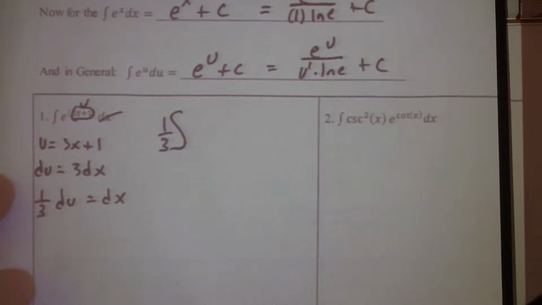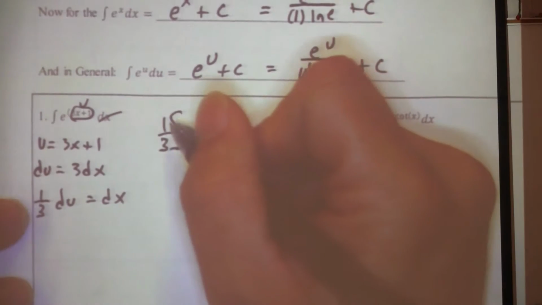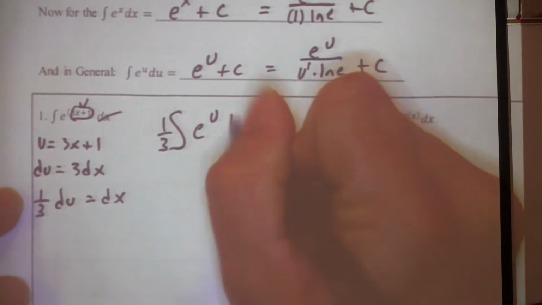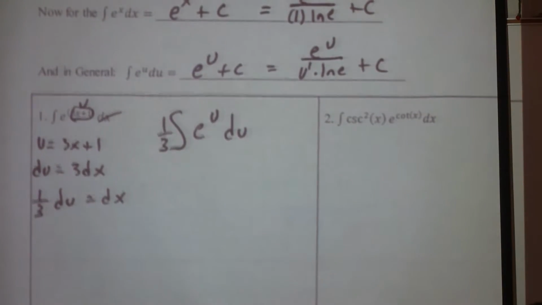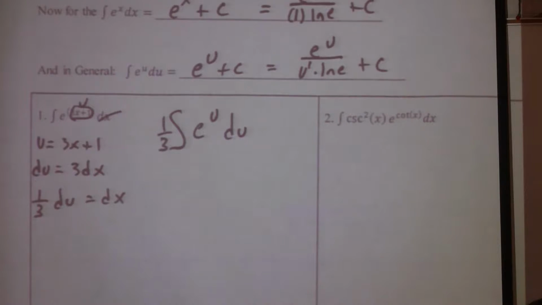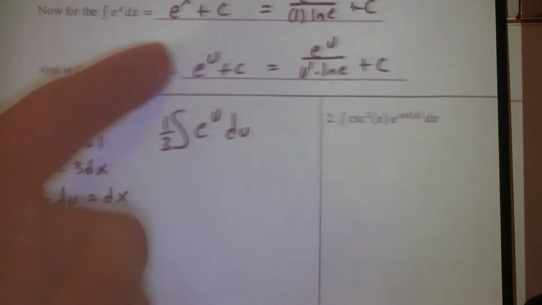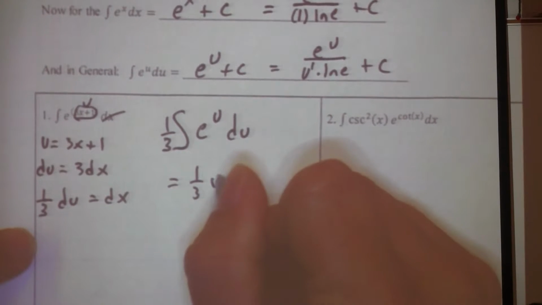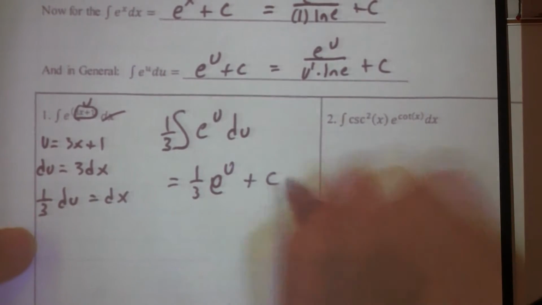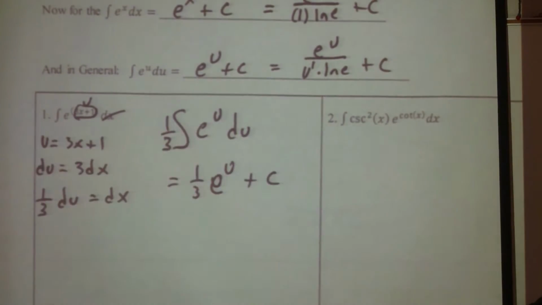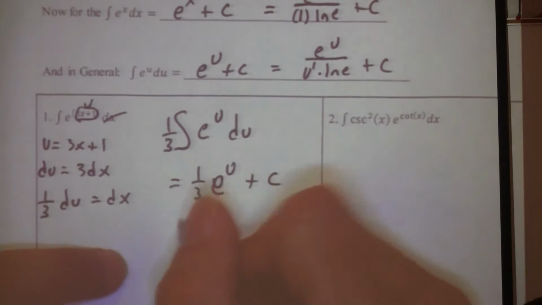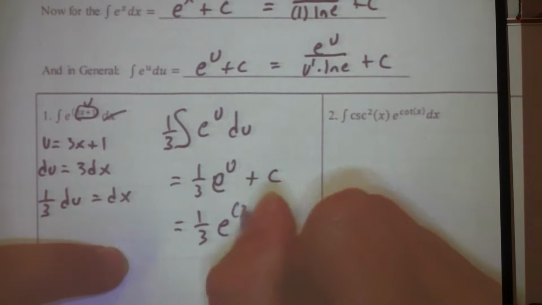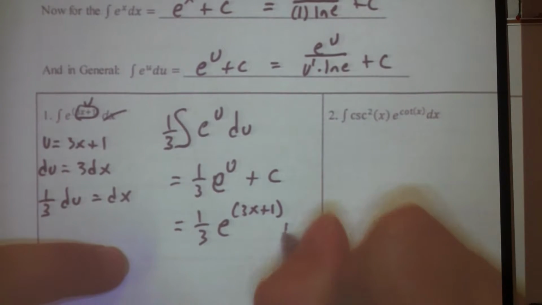Zero, right? We're human, we make mistakes. So we get 1/3 the integral of e to the u du. So what's the integral of e to the u? E to the u, right? So we get 1/3 e to the u plus c. It's really 1/3 e to the 3x plus 1 plus c.